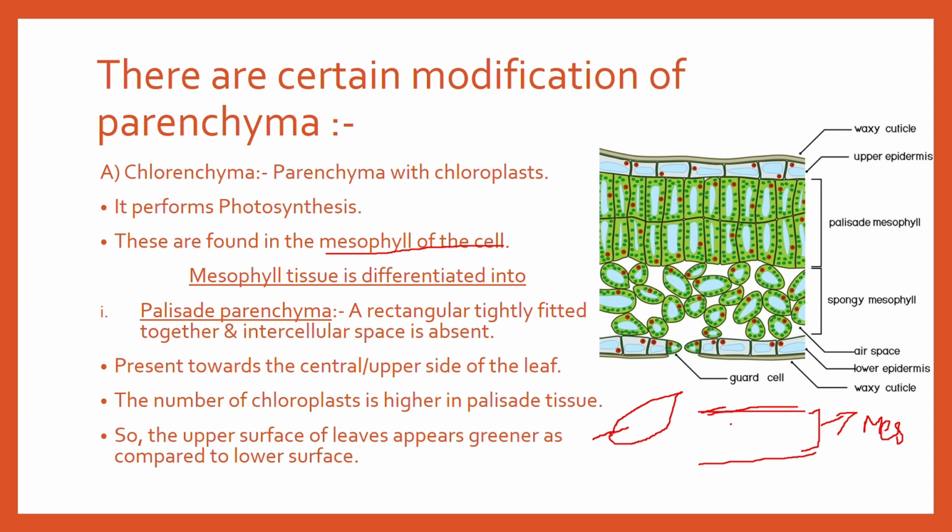So what is palisade parenchyma? Palisade parenchyma is rectangular in shape and tightly fitted together so that intercellular space is absent in this parenchyma tissue. It is present towards the upper side of the leaf and it contains a high number of chloroplasts which help in photosynthesis. So the upper surface of the leaf appears more green as compared to the lower surface of the leaf.